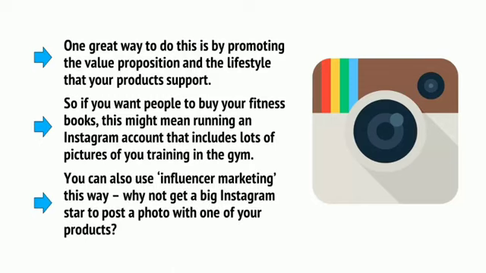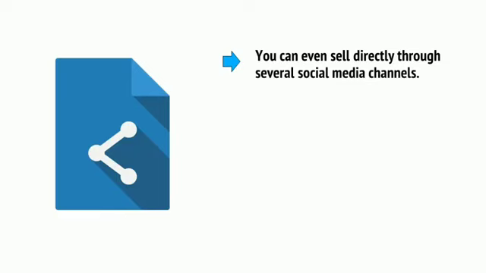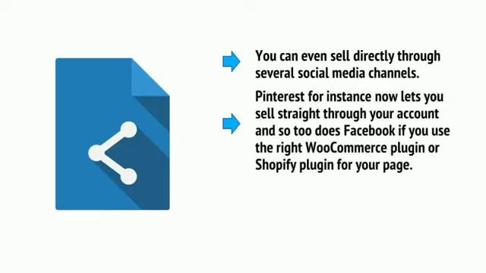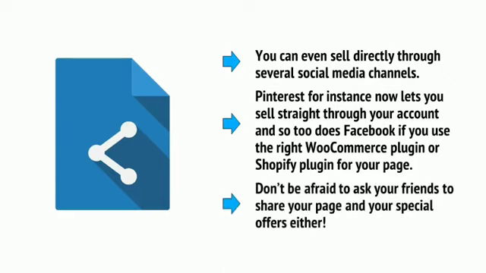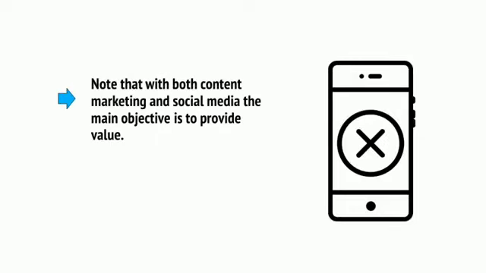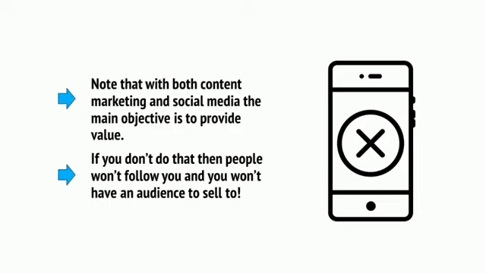You can also use influencer marketing this way. Why not get a big Instagram star to post a photo with one of your products? You can even sell directly through several social media channels. Pinterest, for example, now lets you sell straight through your account, and so does Facebook if you use the right WooCommerce plugin or Shopify plugin for your page. Don't be afraid to ask your friends to share your page and your special offers either. Note that with both content marketing and social media, the main objective is to provide value. If you don't do that, people won't follow you and you won't have an audience to sell to.